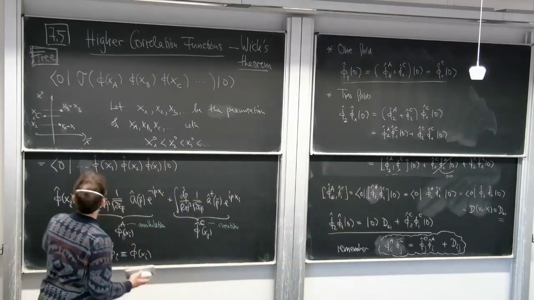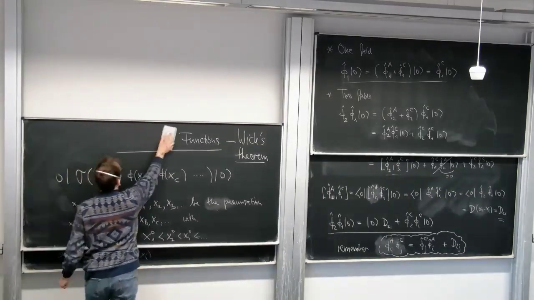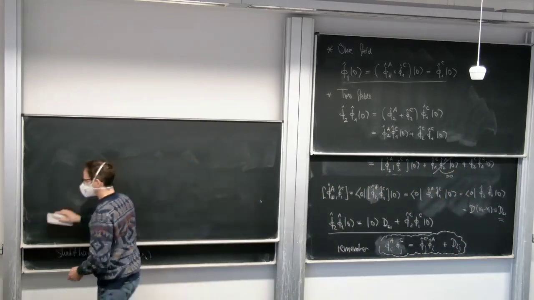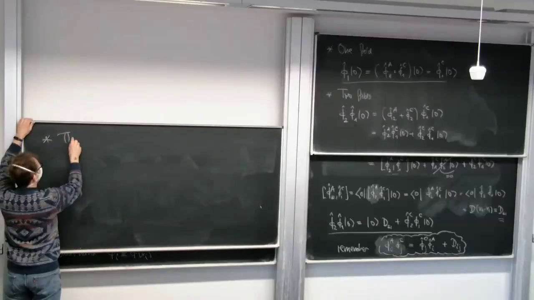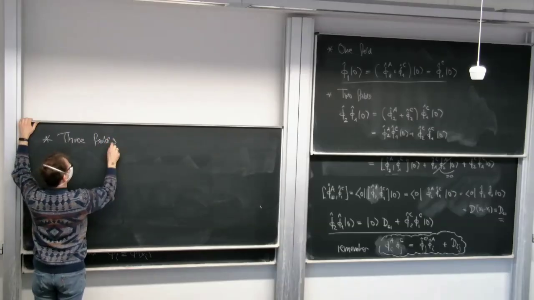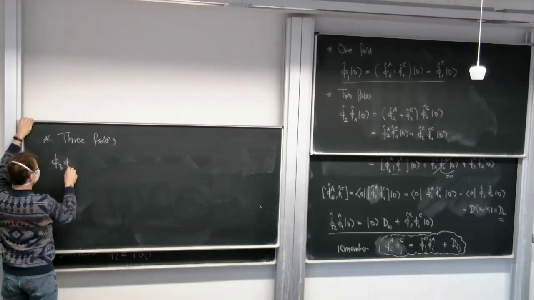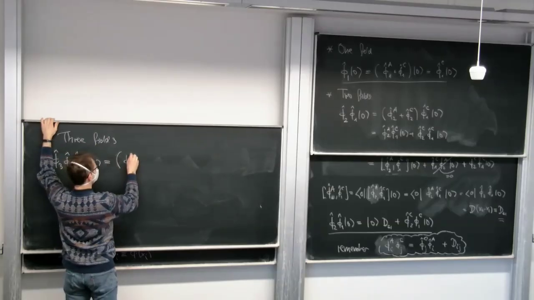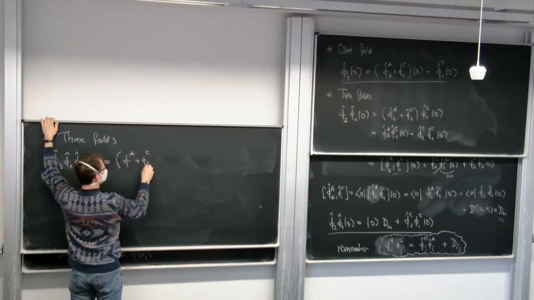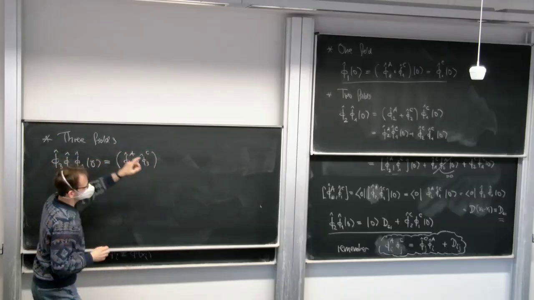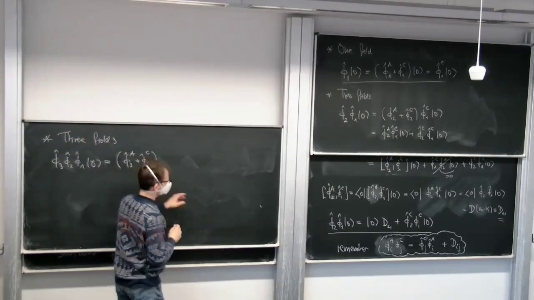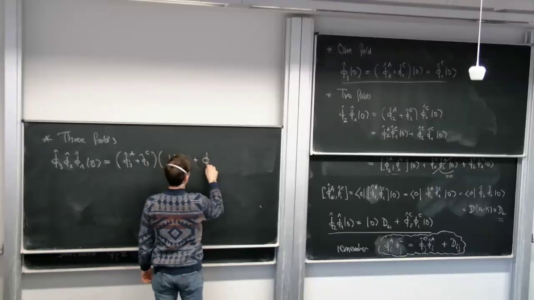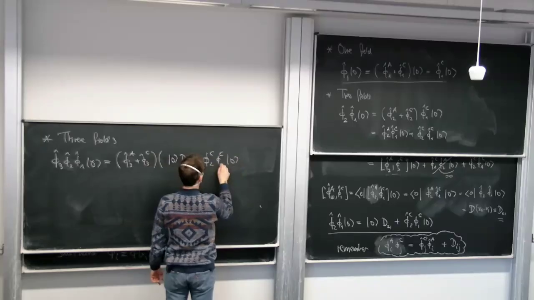Now, three fields. Phi 2, phi 1 on 0. I'm using the decomposition for the QFT, and the result for 1, 2 from there. So that is 0, d2, 1 plus phi c, 1.